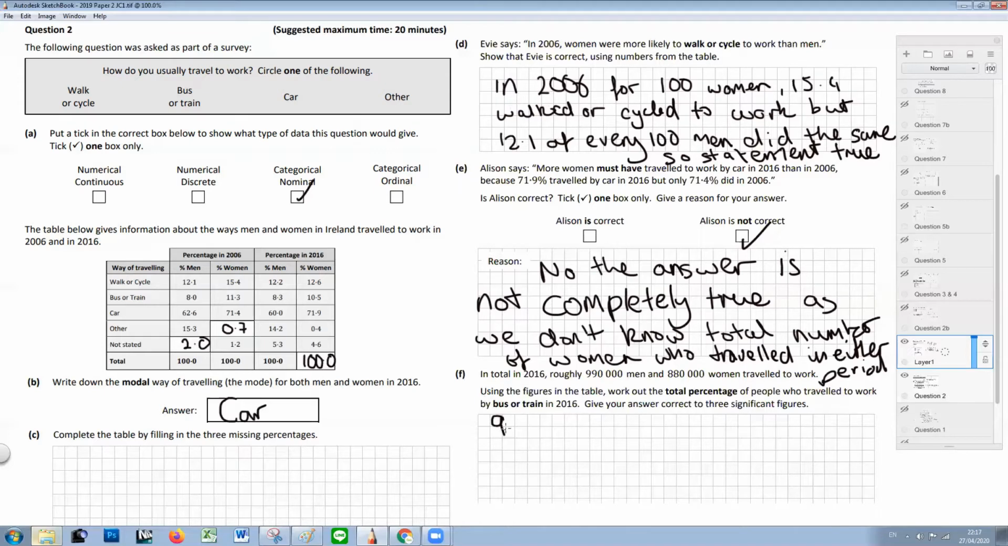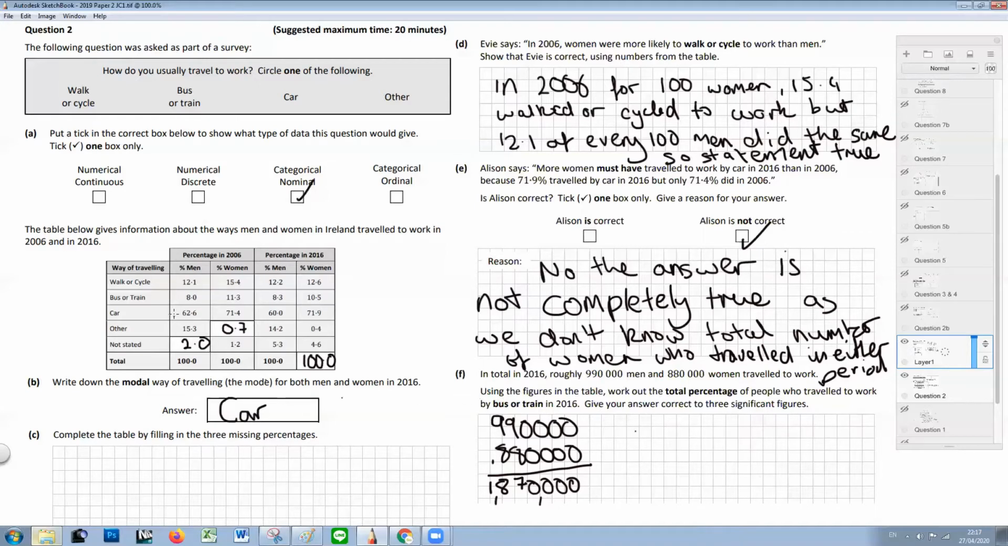So we know there was 990,000 plus 880,000. That's going to give you the total number of people who traveled to work. So the total number of people who travel to work is going to be 1.87 million.